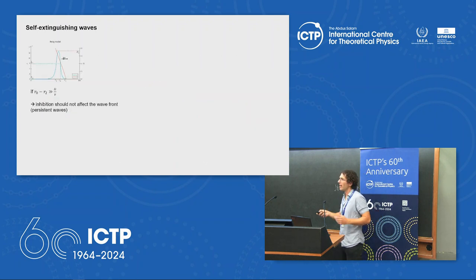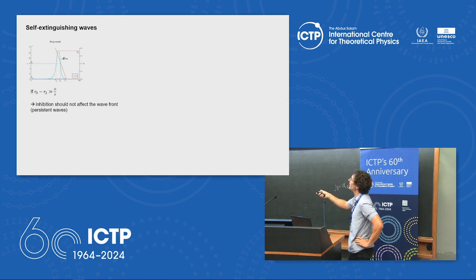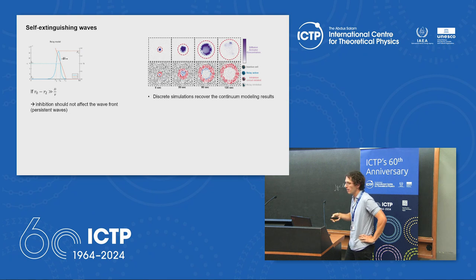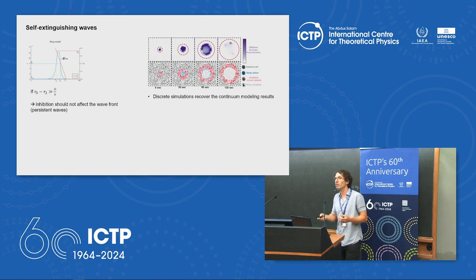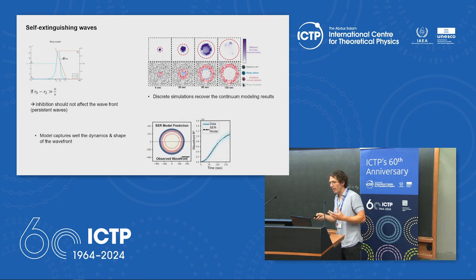And we can analyze this mathematically. When do you get these self-extinguishing waves? And again, this D over V length scale emerges. I won't get into this for the sake of time. We validated that you get the same when you work with discrete simulations. This is because of the subtlety of the continuum approximation that I showed you in the first part of the talk. The model captures well both the shape and the dynamics of the wavefront.